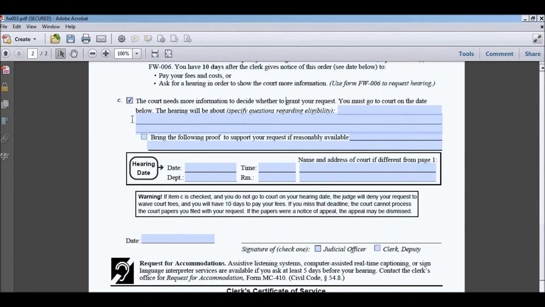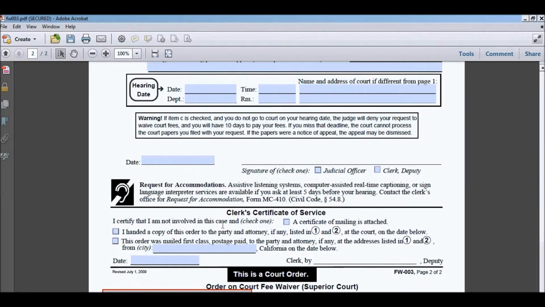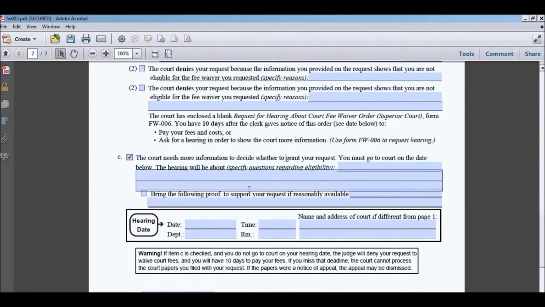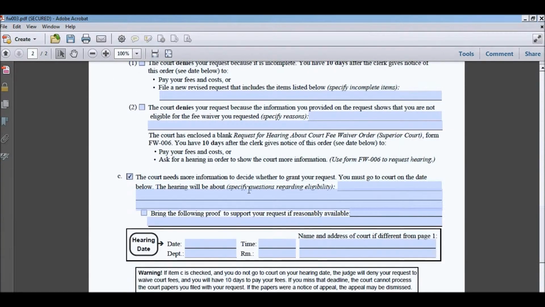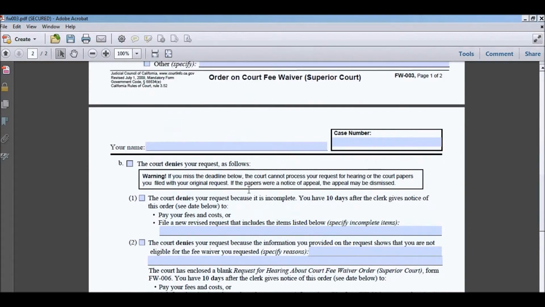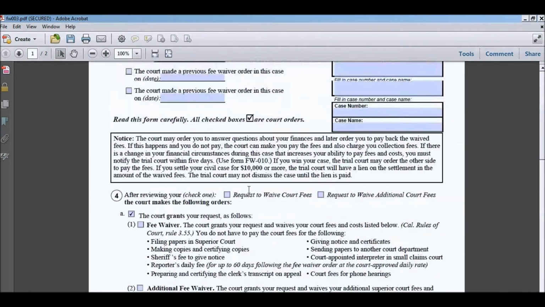So that's it. At the bottom here, obviously, the clerk or the judge will actually sign off on it. And down here is a bunch of stuff for the clerk's certificate of service. So that basically attests to the fact that you actually got the fee waiver order on time and on a certain day and all that stuff. So that's it, I think.